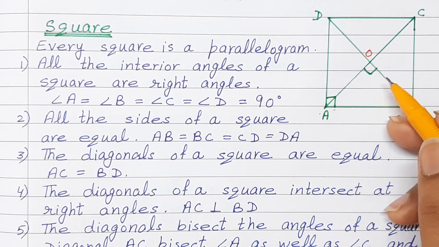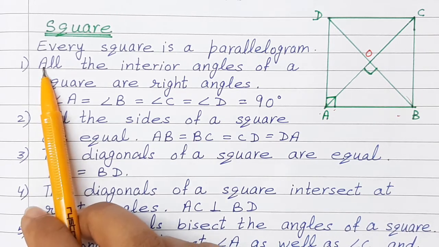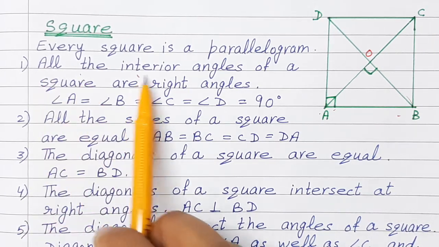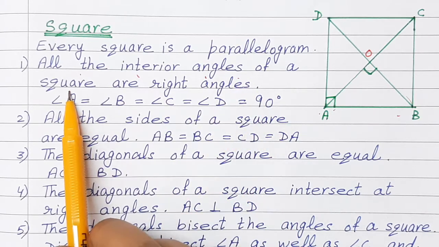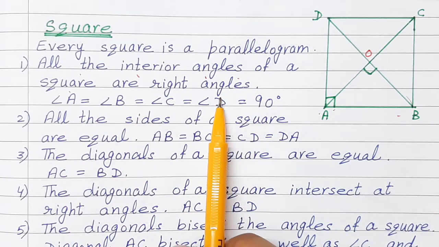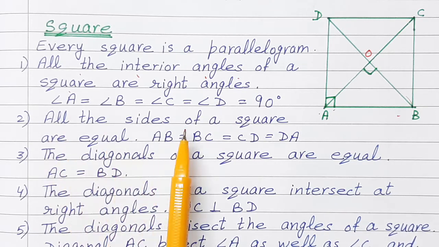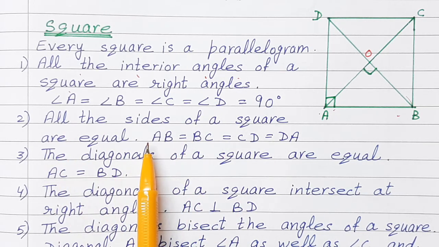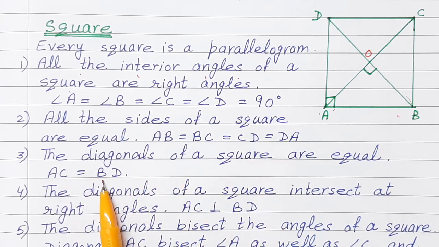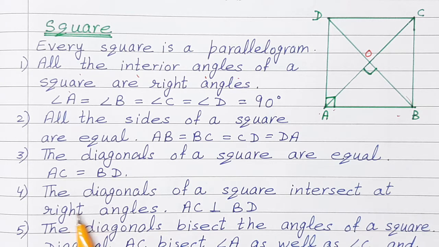Is it clear? So, the first property is all the interior angles of a square are right angles. Second is all the sides of a square are equal. Third is the diagonals of a square are equal. The diagonals of a square intersect at right angles. That is, AC is perpendicular to BD, right? I hope you all have understood.